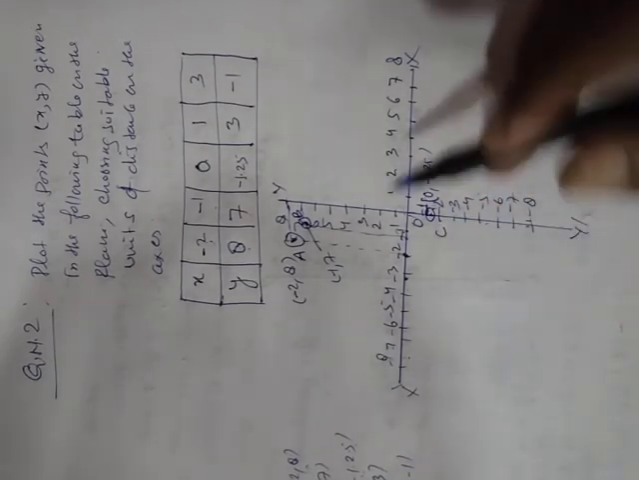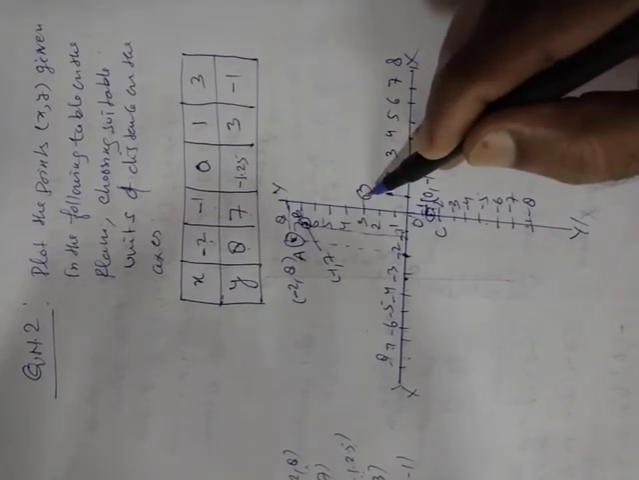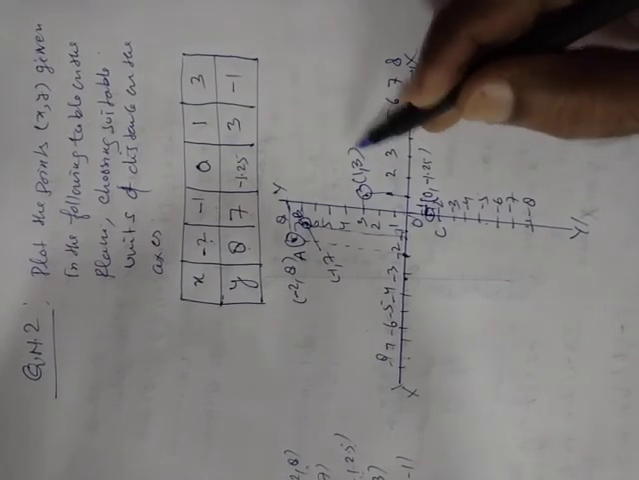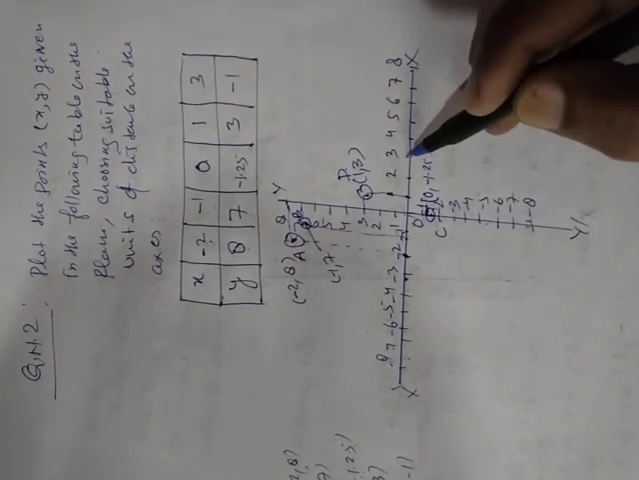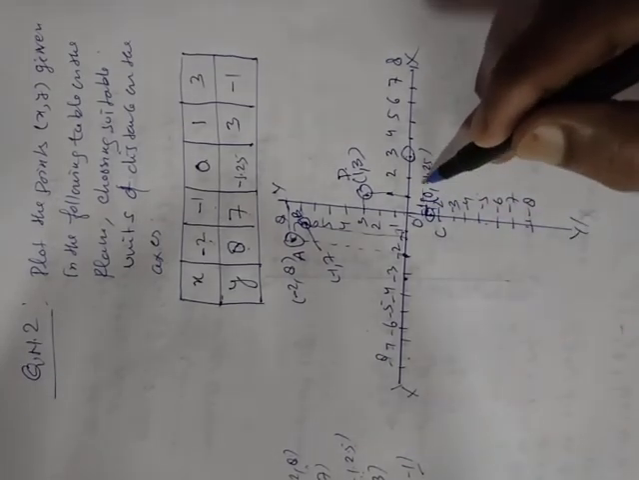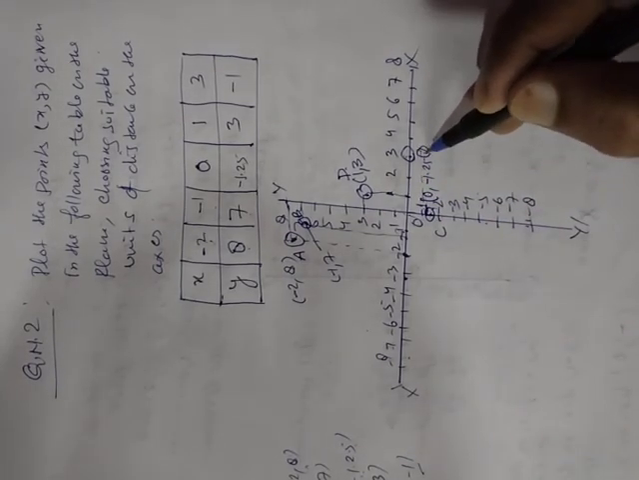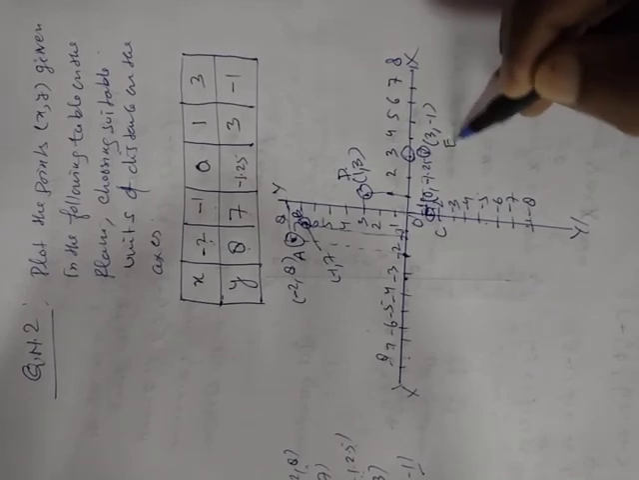Now, (1, 3). 1 is plus and 3 is also plus, so the point will be here. (1, 3) you can take as D. Then (3, -1). 3 is here, the value of x, and -1 is here. So you can write it as (3, -1), that is E.